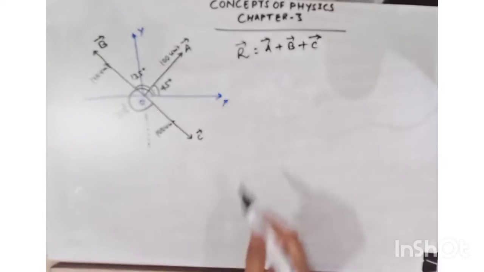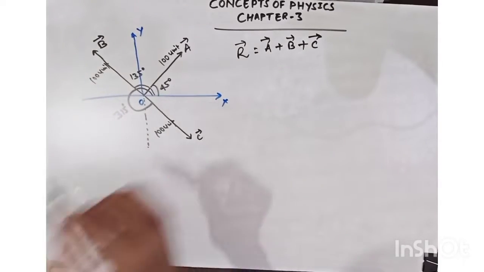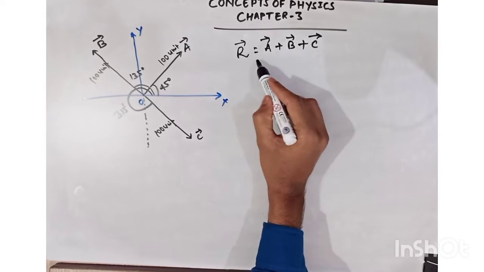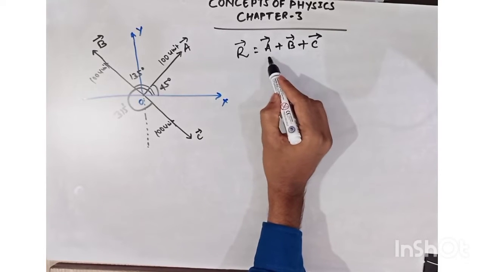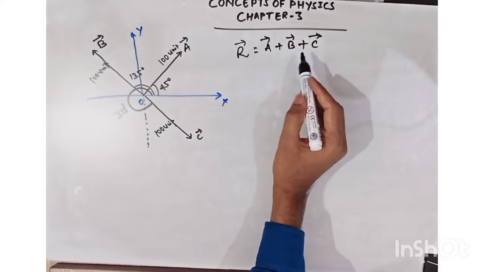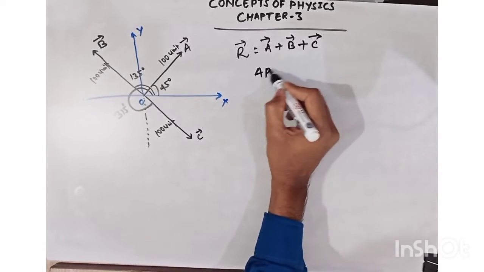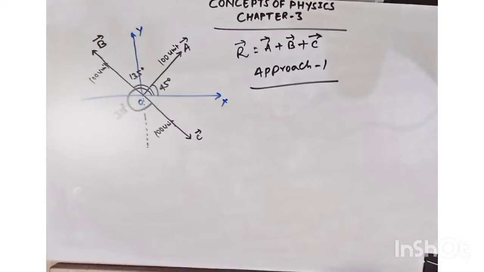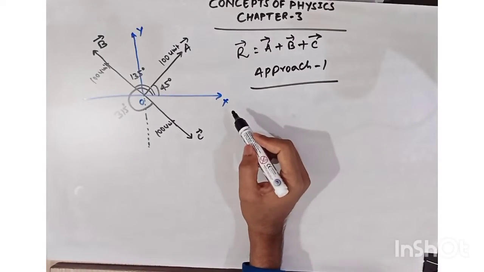Okay, so we can solve this problem by two approaches. We need to find the resultant vector. The resultant vector will be the sum of vector A, vector B, vector C. Okay, so approach 1. So let us analyze the given vectors.